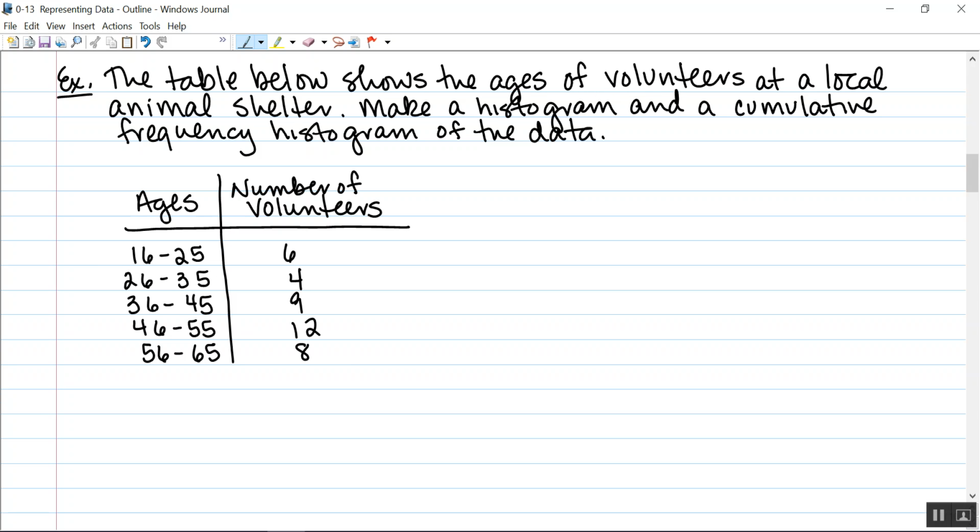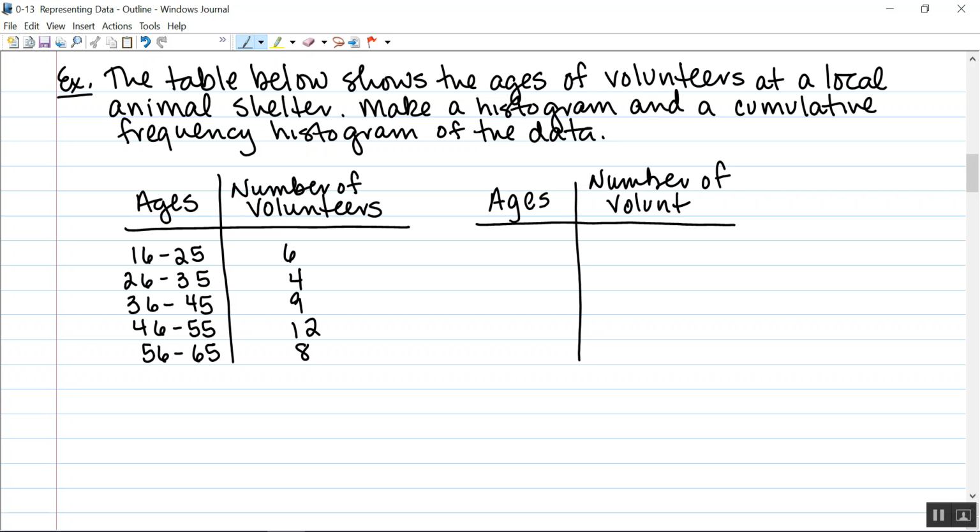So this is the data that we would put into a regular histogram, but let's go ahead and figure out the data that we're going to put into a cumulative frequency histogram. So again, we'll have the ages, and then we'll have the number of volunteers, but this time we're not going to break it down into these categories. I'm going to say how many are less than or equal to 25, and that's going to be 6.